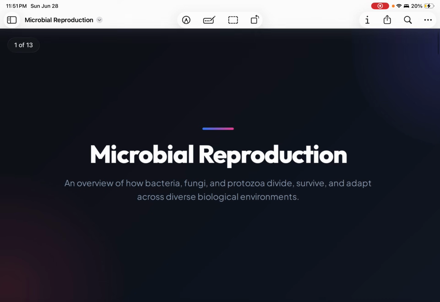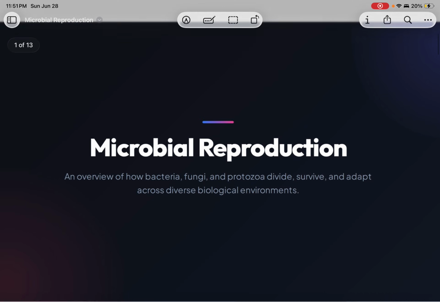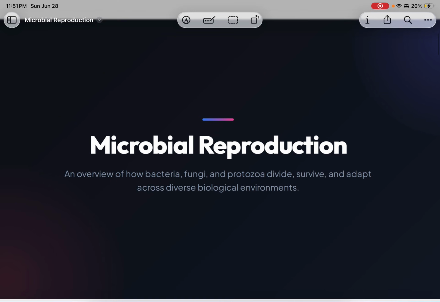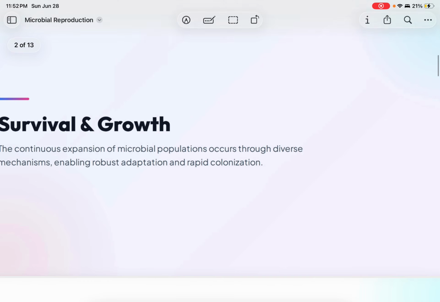Microorganisms are microscopic living organisms including bacteria, fungi, protozoa, and some algae. Like all living things, they must reproduce to survive and continue their species. Microorganisms reproduce in different ways depending on their characteristics.